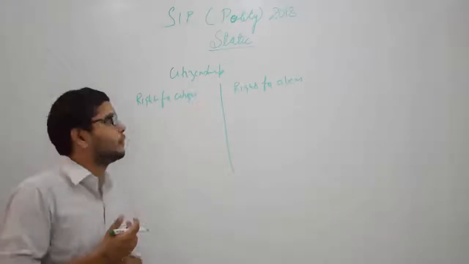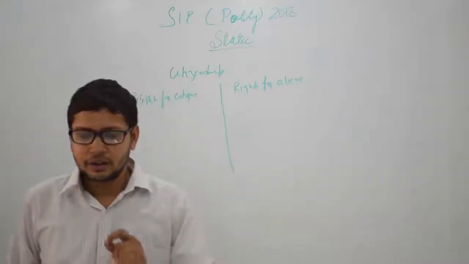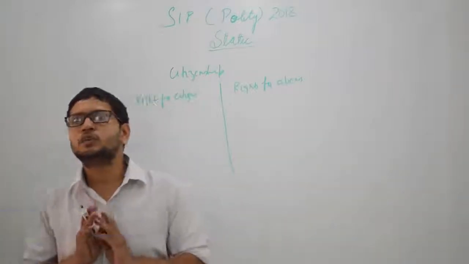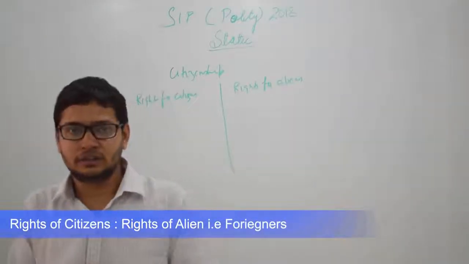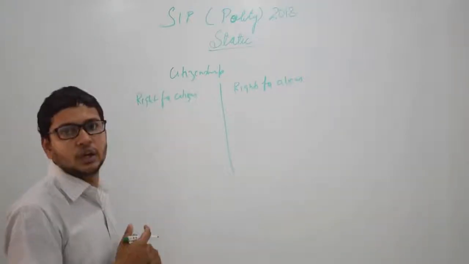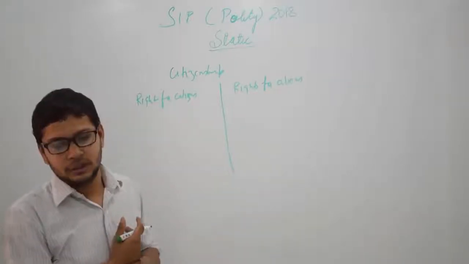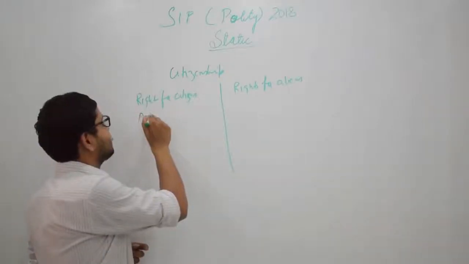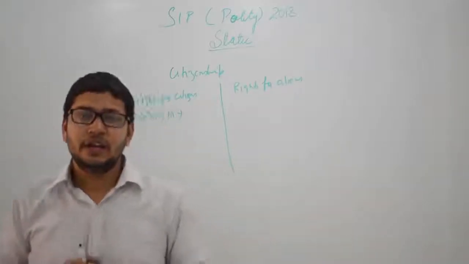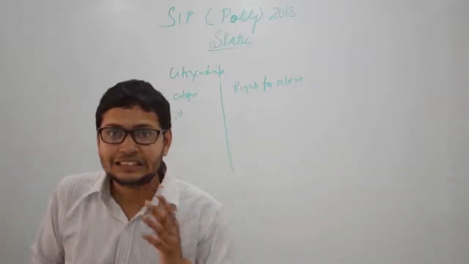So we'll start with the first thing, which is: what is the difference between rights of citizens and rights of aliens in India? Again, a question was once asked on that. There are some fundamental rights which are given to both aliens and the citizens of that country, while there are some fundamental rights which are only given to the citizens of India, not to foreigners. So Article 15, which is right against discrimination, is only given to the citizens, right?